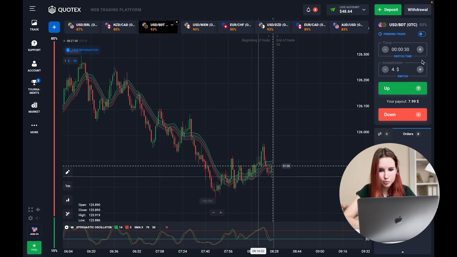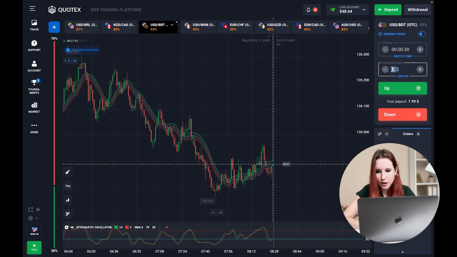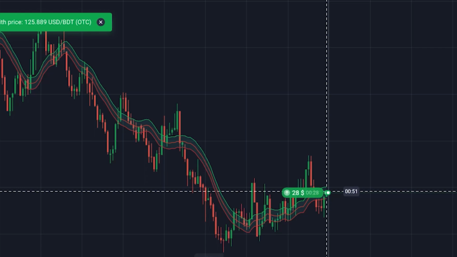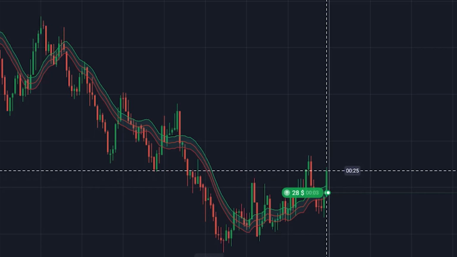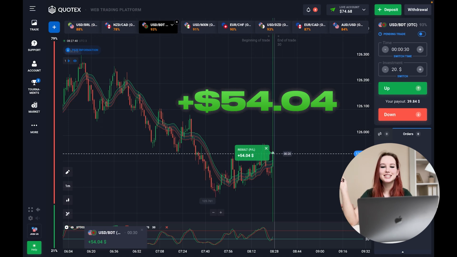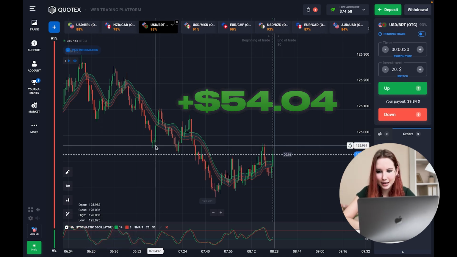Look, the price is back to the support level. Alright, I want to invest 48 here, open a trade up. Let's go. Yes. Yes, okay, I'm back in profit and back on the line.